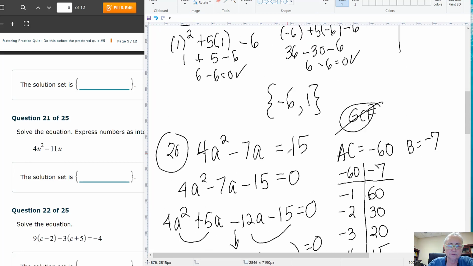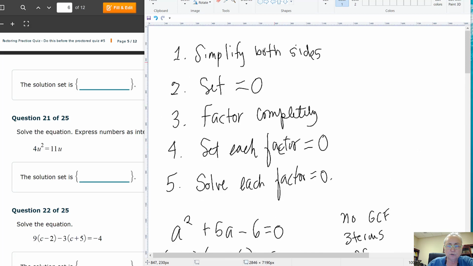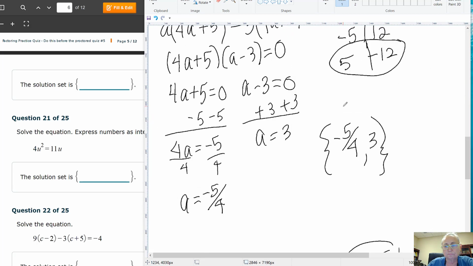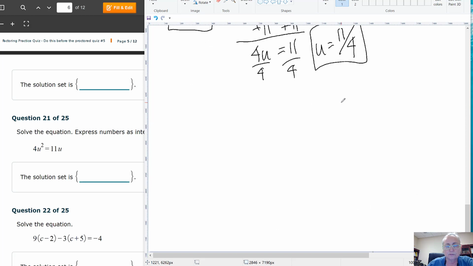All right, again, quick recap. We're going to simplify both sides. We're going to get it equal to 0. We're going to factor it, set the factors to 0, and then solve each factor. So number 22.